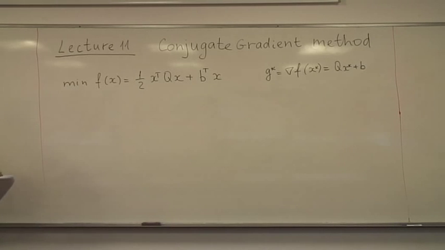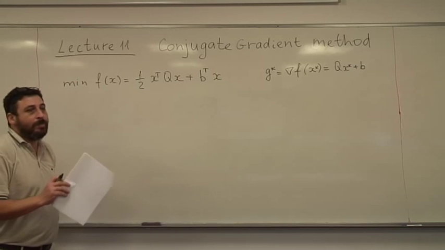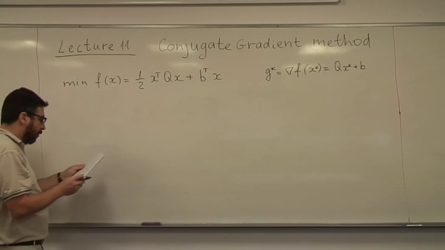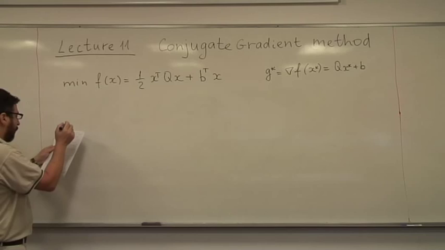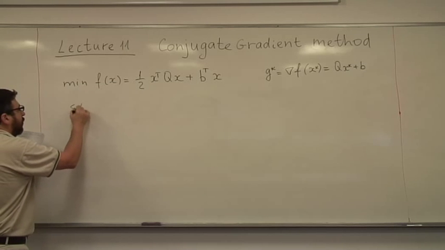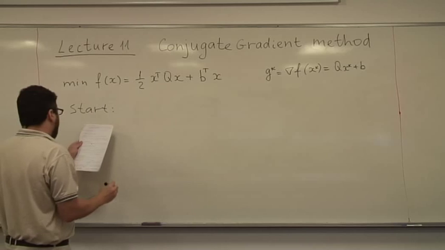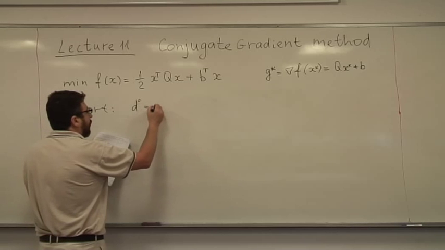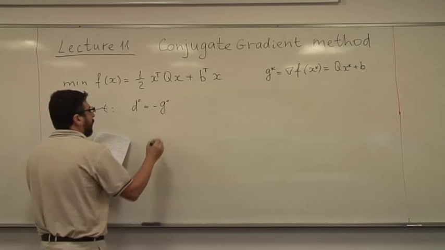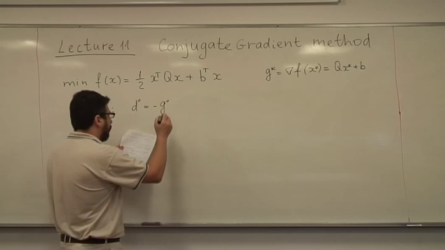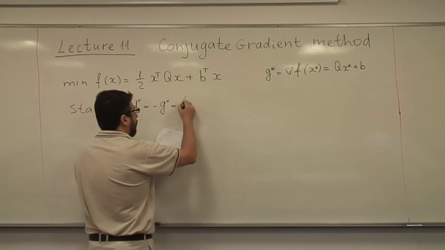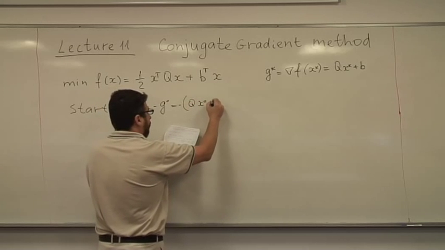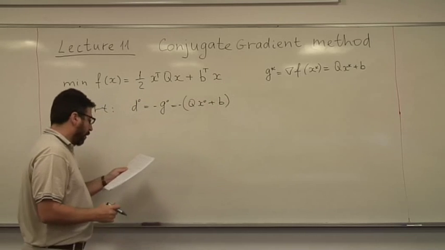Let's rewrite the conjugate directions method as we already know it, in terms of directions linked to the gradients. So we start: d0 is just minus the gradient at the starting point x0, and we can even open it: it's minus (Q x0 plus b).